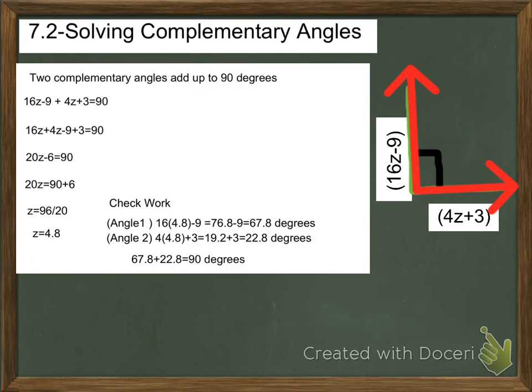Now you check your work. For angle 1, 16z minus 9, you plug in 4.8 where z is. So you get 16 times 4.8 minus 9, which equals 67.8 degrees. Then for angle 2, you do 4 times 4.8 plus 30, which equals 22.8 degrees. To make sure it equals 90 degrees, you do 67.8 plus 22.8, and it comes out to be a complementary angle, which is 90 degrees.